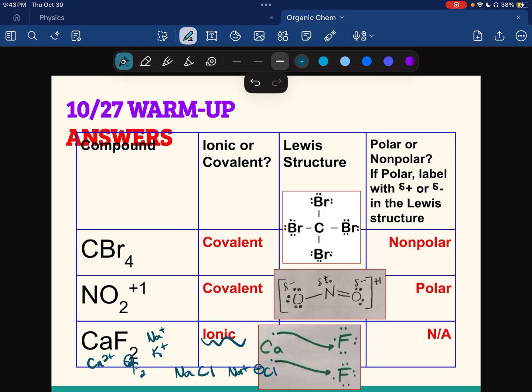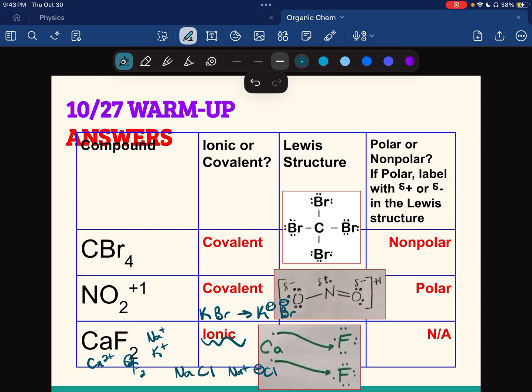What's another one? KBr would be like K plus Br minus. So you can kind of think of them as two separate things for ionic. And ionic bonds aren't going to be polar because the atoms aren't connected.